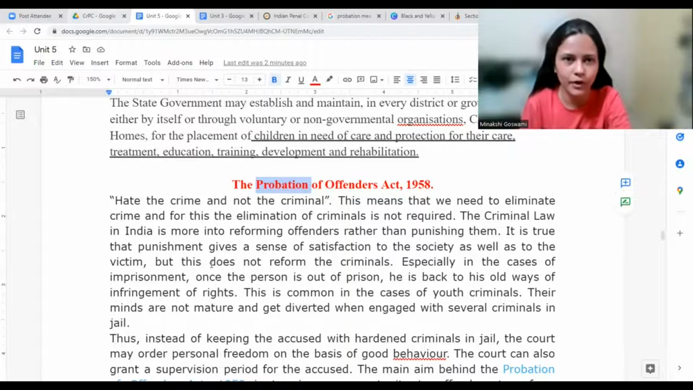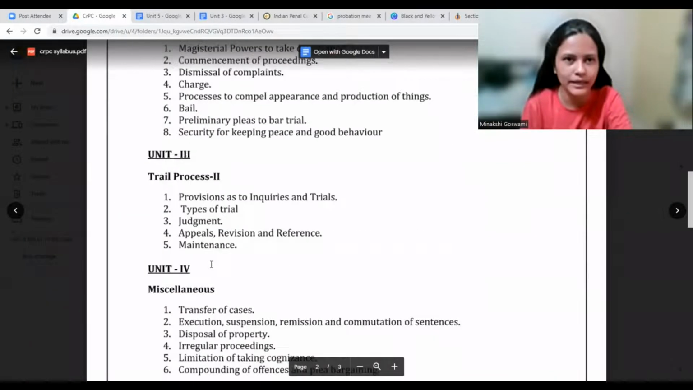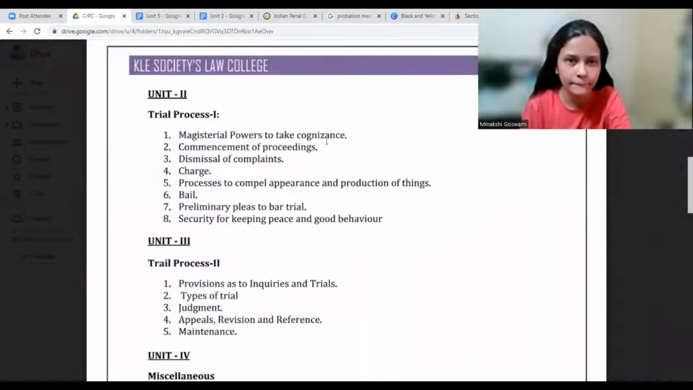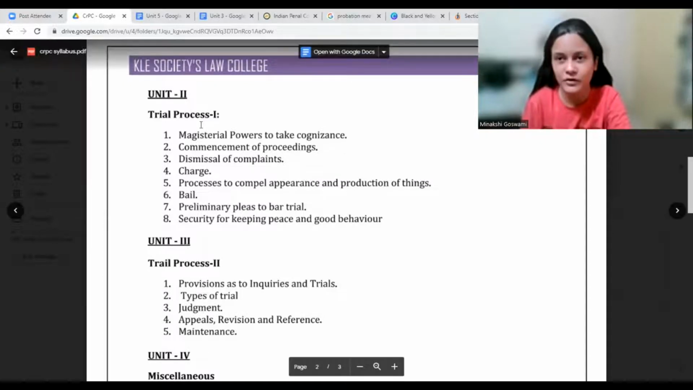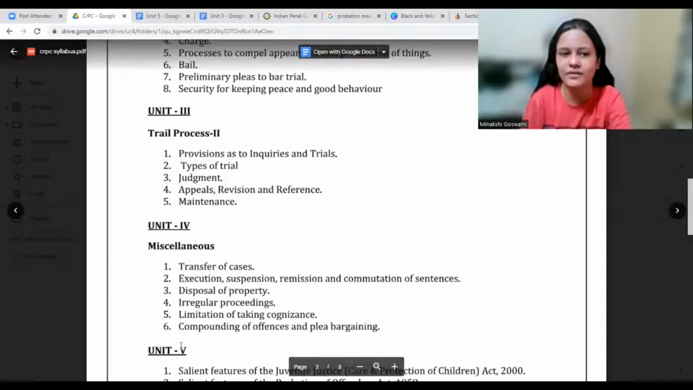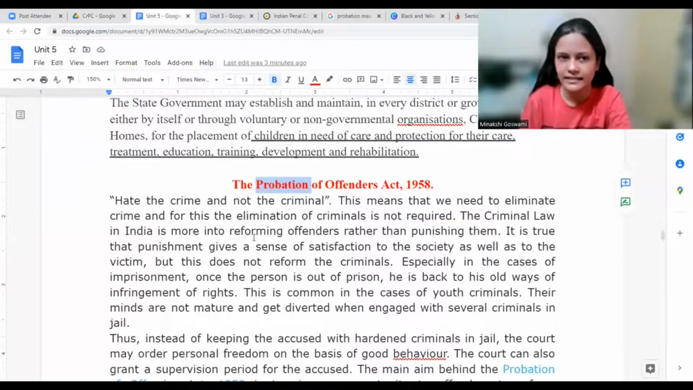And if you remember, we had discussed one topic before also, which is security for keeping peace and good behavior. Like a bond agreement, they would sign a bond wherein they would say, I would maintain good behavior, I will maintain peace and everything. And this is also something which comes into the picture for this legislation.